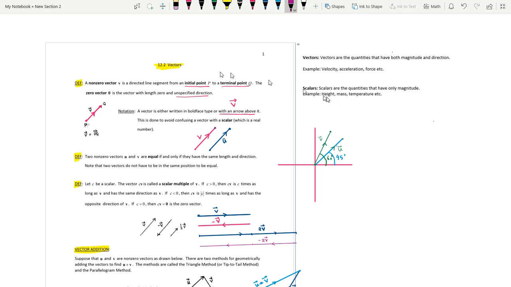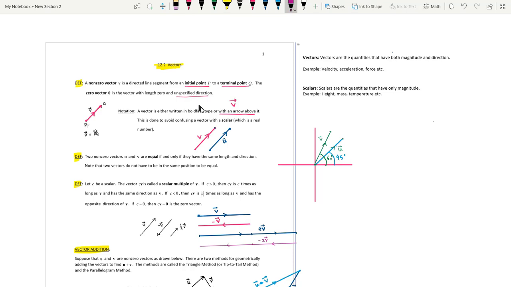Okay. And a non-zero vector v is a directed line segment from an initial point P to a terminal point Q. Now, this is a vector, and this P is called the initial point, like from where we are starting, and Q is called the terminal point. And it has a direction from the initial point to the terminal point. If the length of this line is 0, then this vector we will call the zero vector. And the zero vector doesn't have any direction.